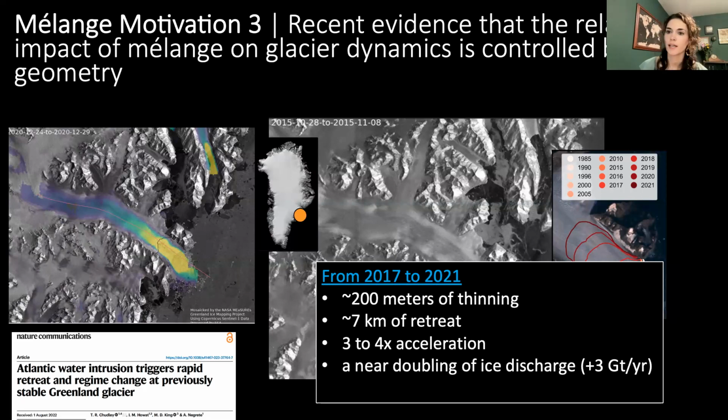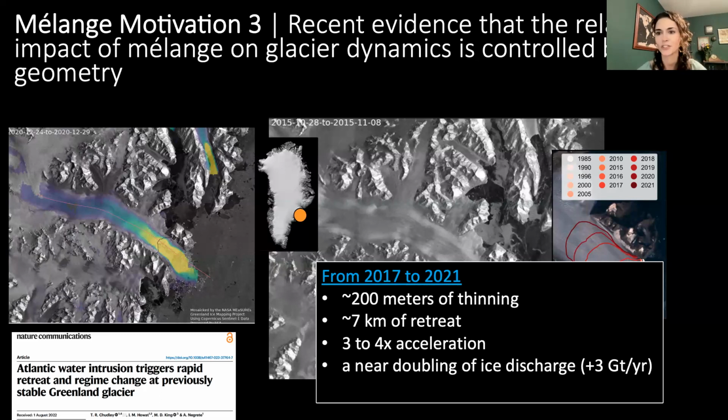And one interesting case study of this was a paper that just came out last month, led by my colleague, Tom Chudley. This looked at a glacier in eastern Greenland, Steenstrup glacier. This glacier had a dramatic, unprecedented amount of change that occurred over just a few years. The glacier thinned by about 200 meters. It had 7 kilometers of retreat.